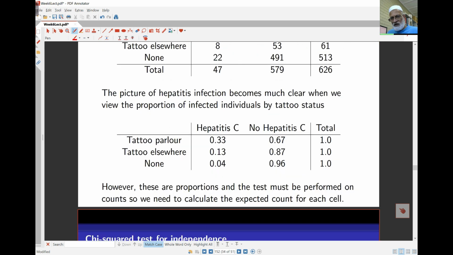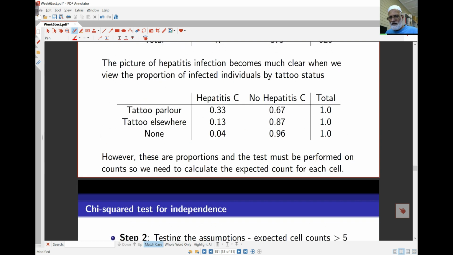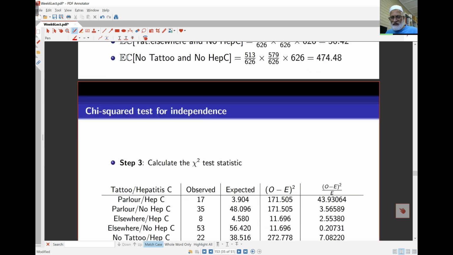If I go back for a second to the table, you find some of the entries here a bit small, so that may be a concern. So this is a bit small, and maybe the expected won't be quite large enough there. So you can see 2 of the cells here have cell counts less than 5.